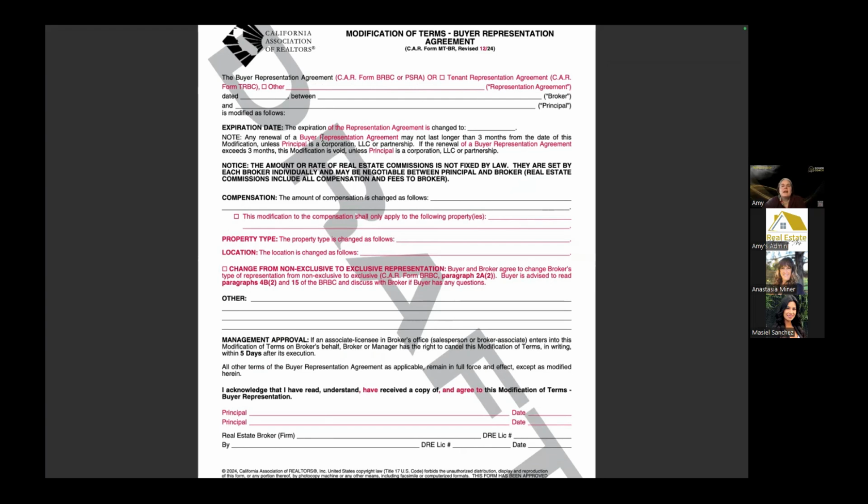You're going to put dates, times, right? Expiration of the representation agreement. They just changed the wording a little bit to be more inclusive. Any renewal of buyer representation agreement may not last longer than 3 months from the date of this modification unless principal is a corporation, LLC, or partnership. If the renewal of a buyer representation agreement exceeds 3 months, the modification is void unless principal is a corporation, LLC, or partnership. Notice it says 3 months, not 90 days.